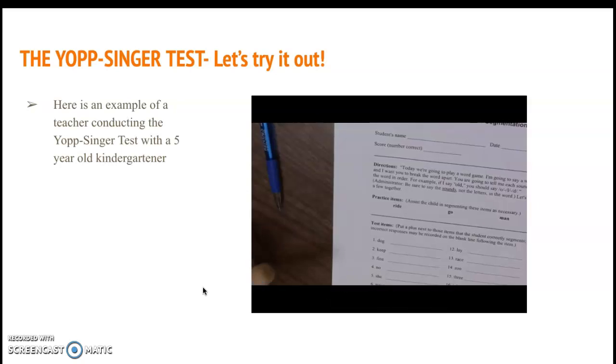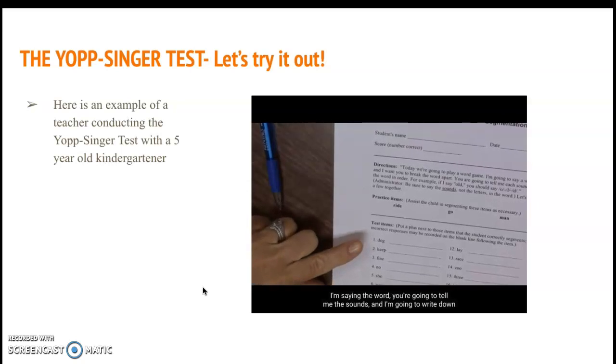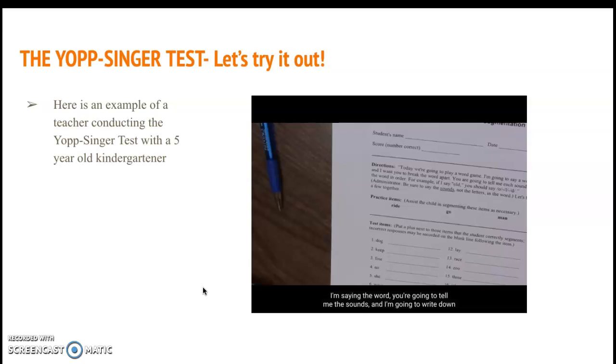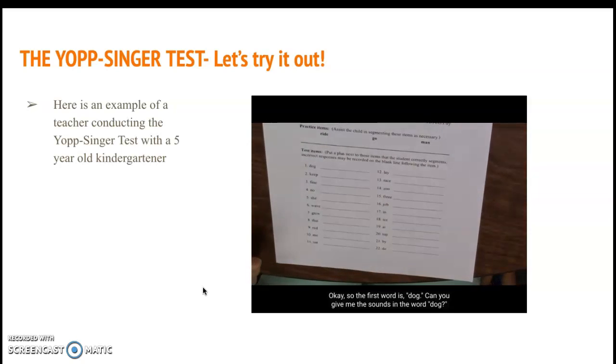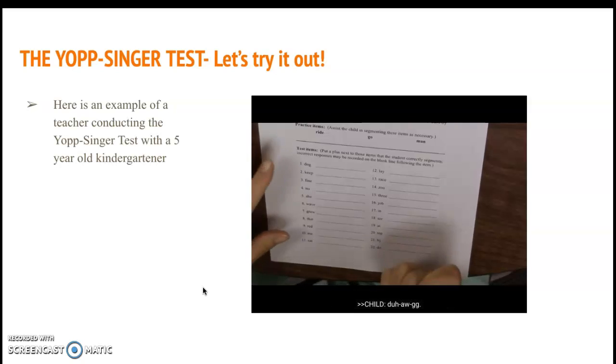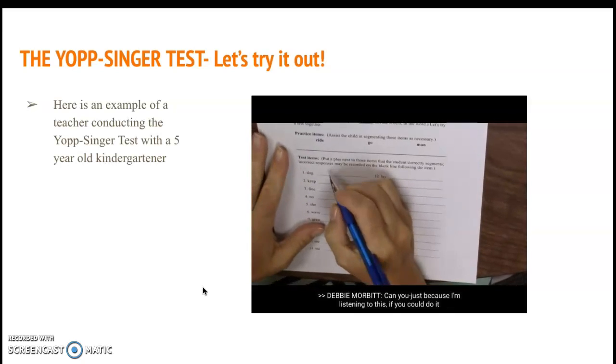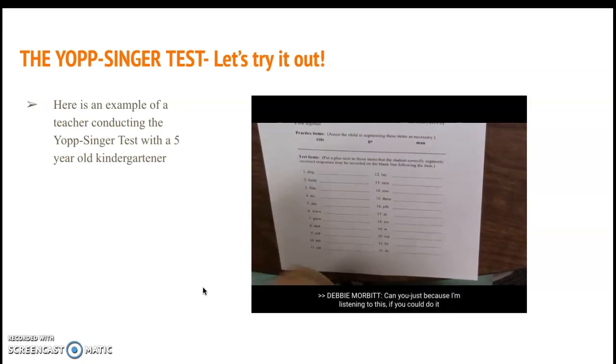And while I'm saying the word, you're going to tell me the sounds and I'm going to write down the sounds that you tell me, okay? Okay, so the first word is dog. Can you give me the sounds in the word dog? Very good. Can you do it loud, so we can hear it really good, okay? So you did a great job on dog. How about keep?